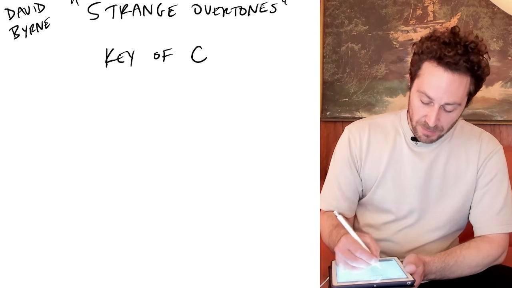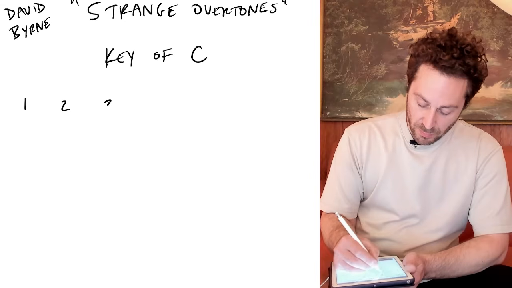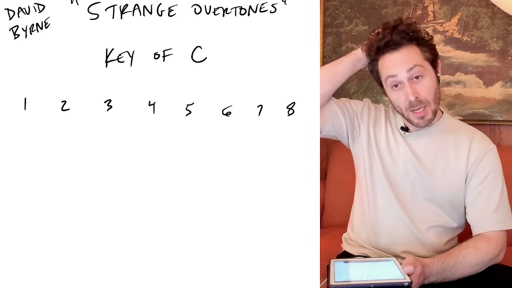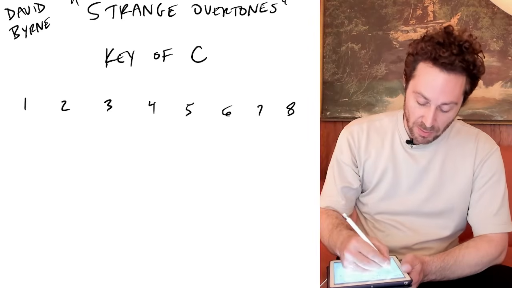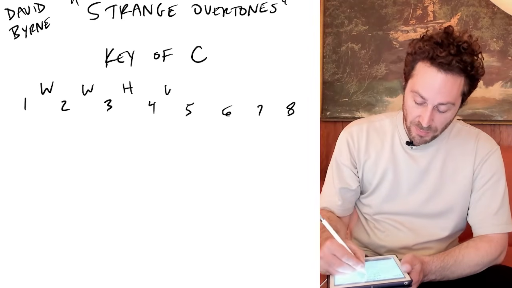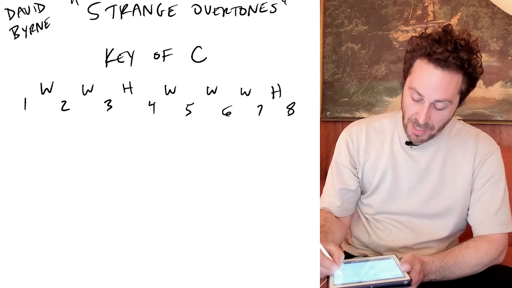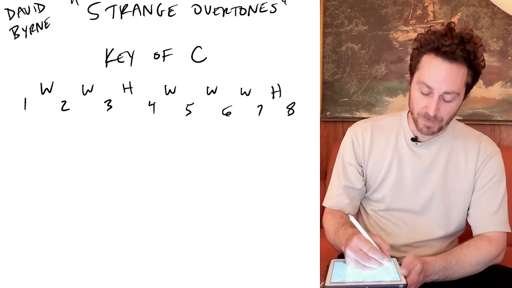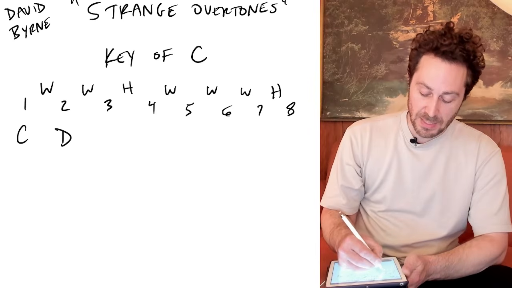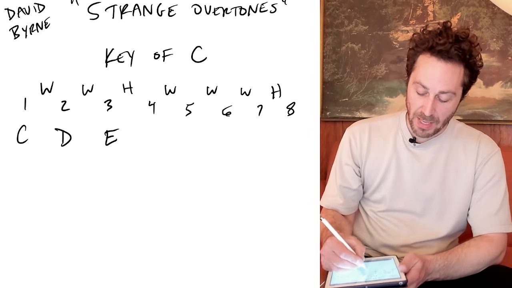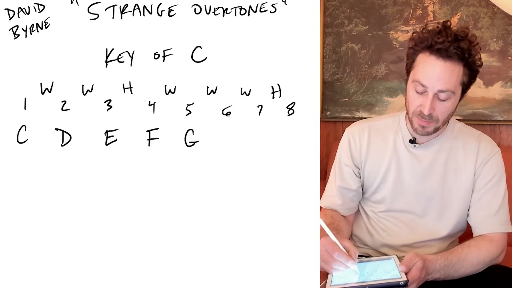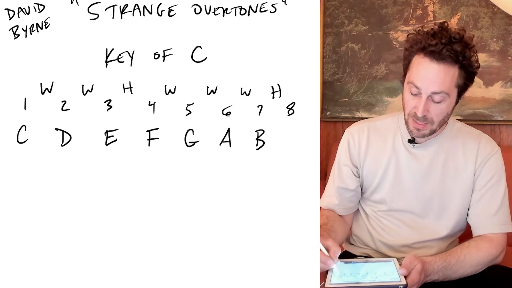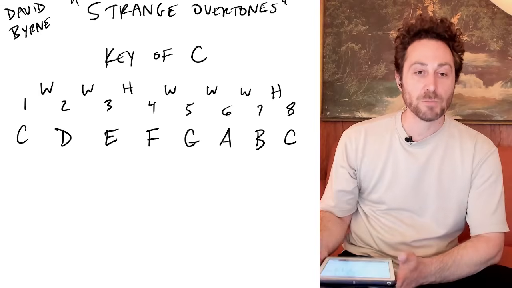Let's get the C major scale. 1, 2, 3, 4, 5, 6, 7, 8. Never hurts to get some reps on your major scale. Whole step, half, whole step, half. Again, that's in Music Theory 101 if you're new to that. C, whole step to D, whole step to E, half step to F, whole step to G, whole step to A, whole step to B, half step back to C.